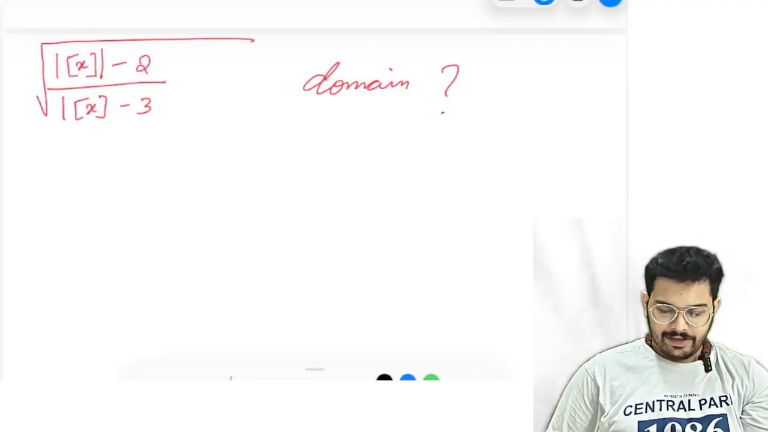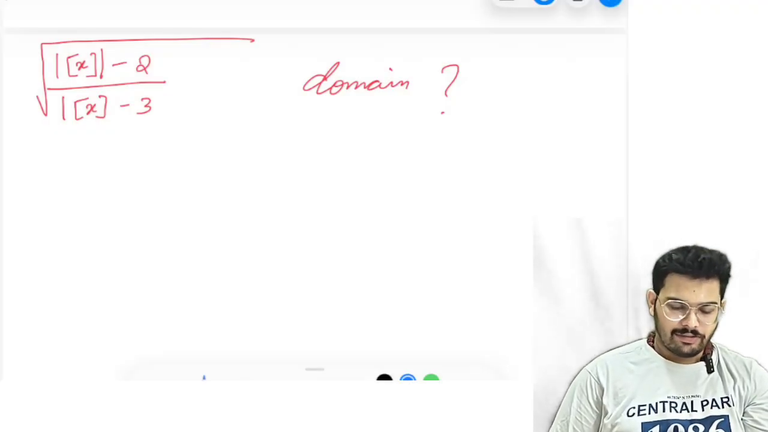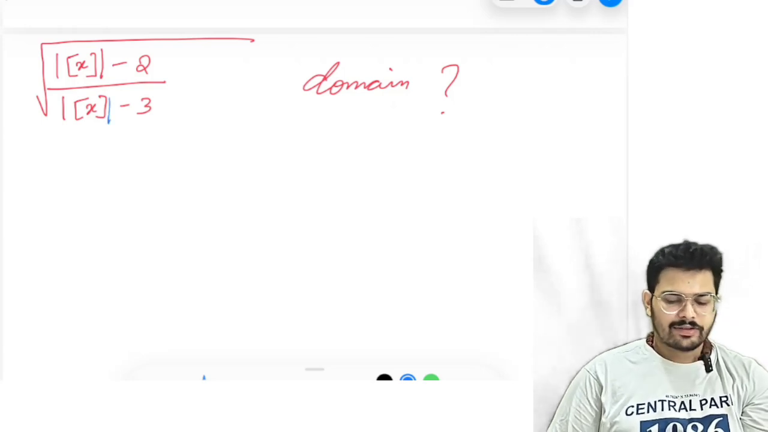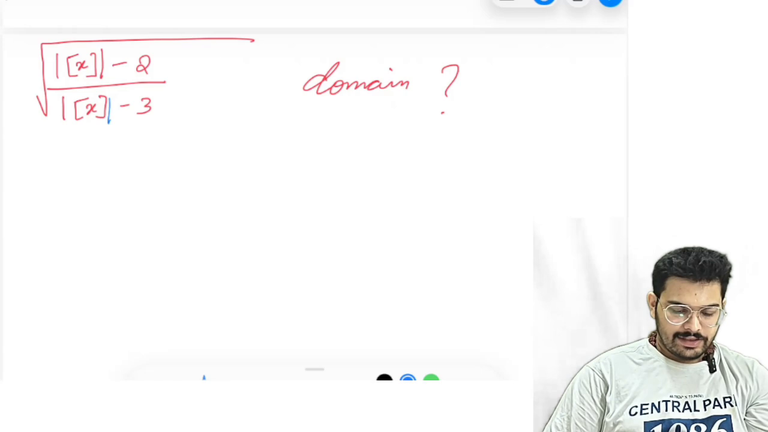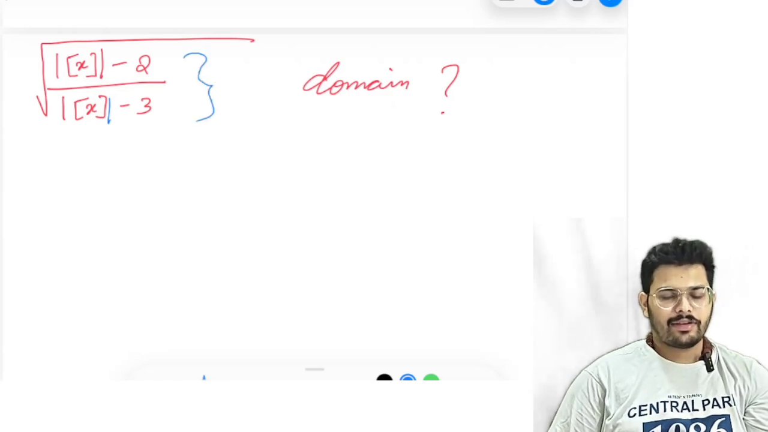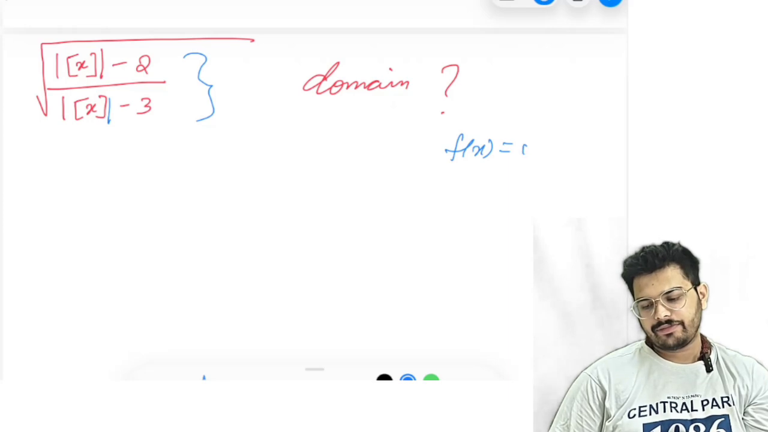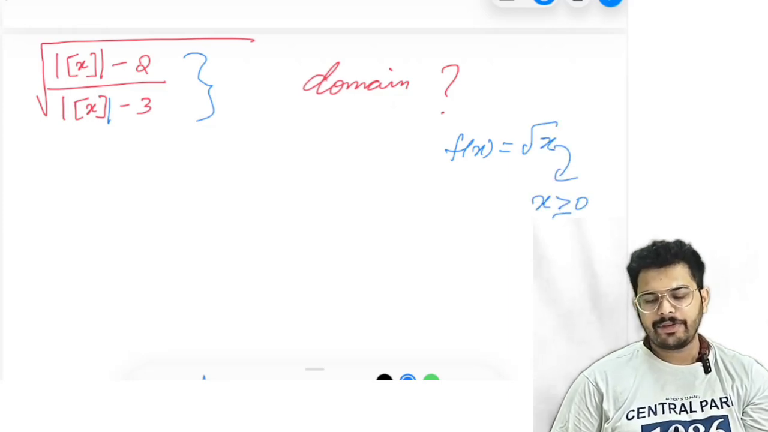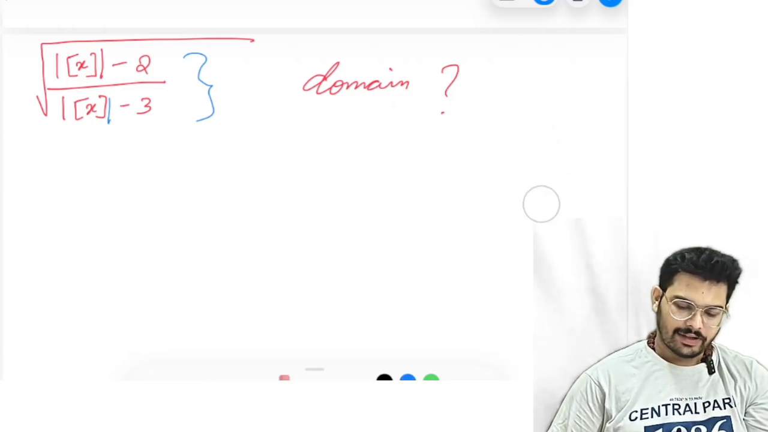In this video, we will be finding the domain of root of mod of box x minus 2 divided by mod of box x minus 3. First of all, this value inside the root. That means f of x equal to root x, then x should be positive or x can be 0. X shouldn't be negative. That's the condition. So it is of the form root x form.